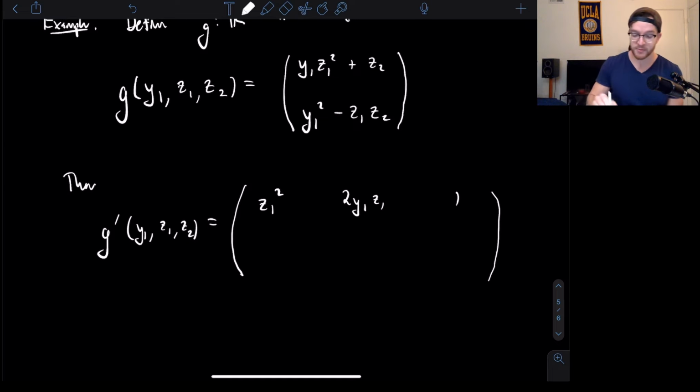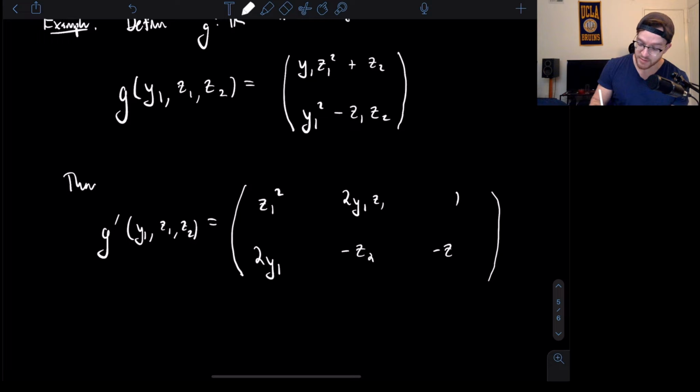Then I do the same thing for the second row. It's going to be all the derivatives of the second component. The y1 partial here is 2y1. The z1 partial is negative z2. And the z2 partial is negative z1.